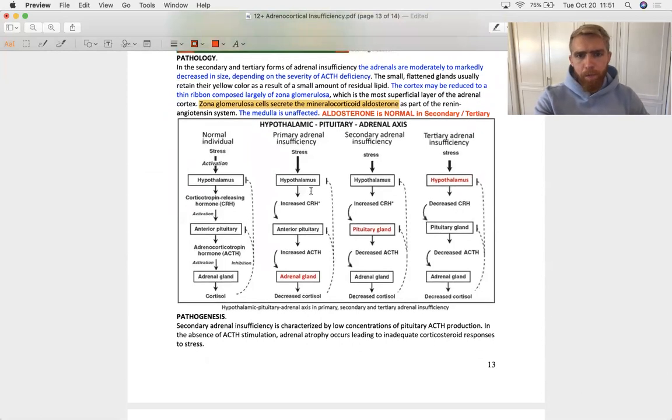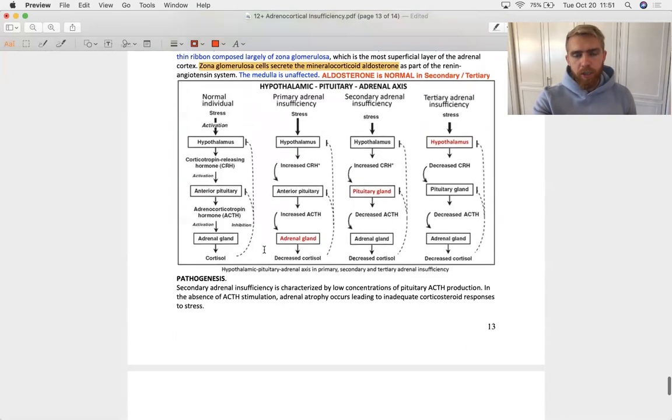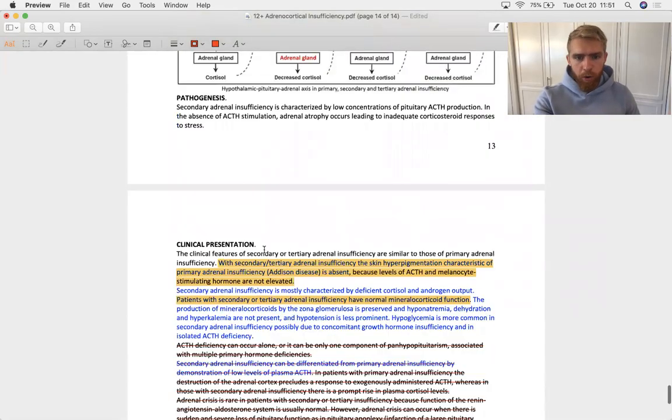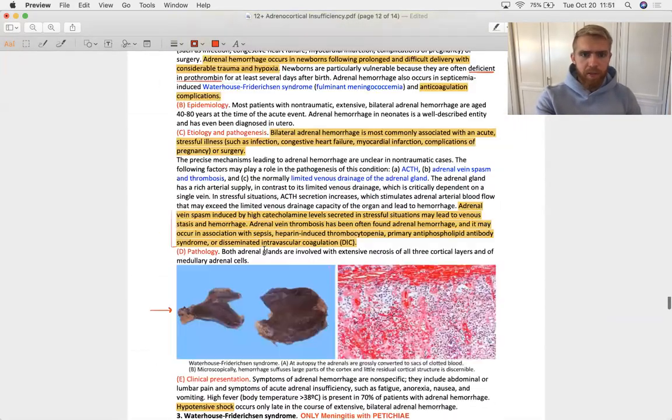Here's a good recap of primary, secondary, tertiary. We've got our zona glomerulosa, fasciculata, reticularis, making our aldosterone, cortisol, and androgens, in order. That's about it for this SDL.